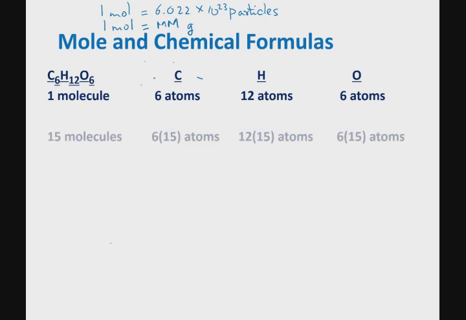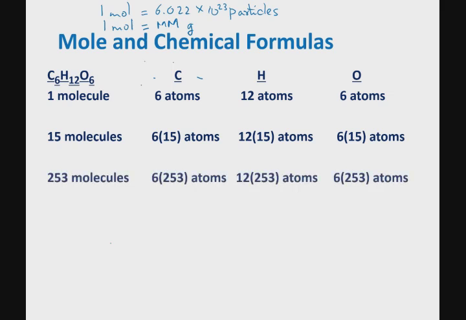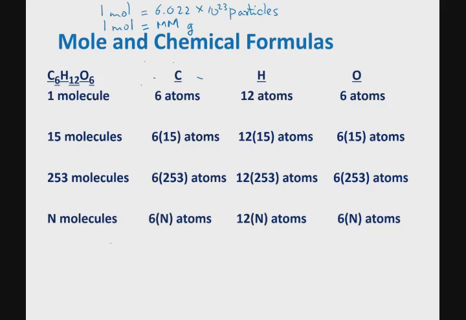In other words, let's say we had 15 molecules of glucose instead. That would have 6 times 15 atoms of carbon, 12 times 15 atoms of hydrogen, and 6 times 15 atoms of oxygen. I think you get the idea. Basically, depending on what the combination of atoms is in one molecule, you can figure out the number of atoms in X number of molecules.